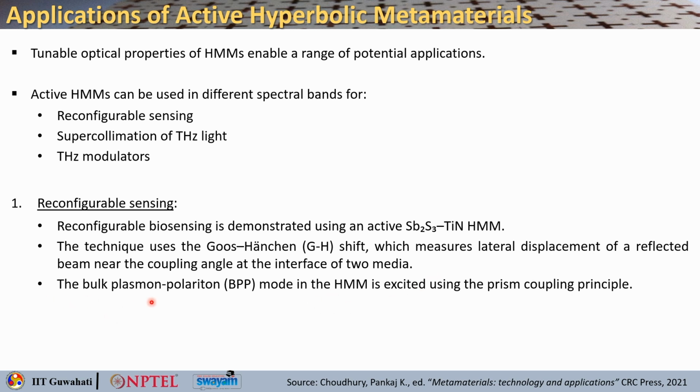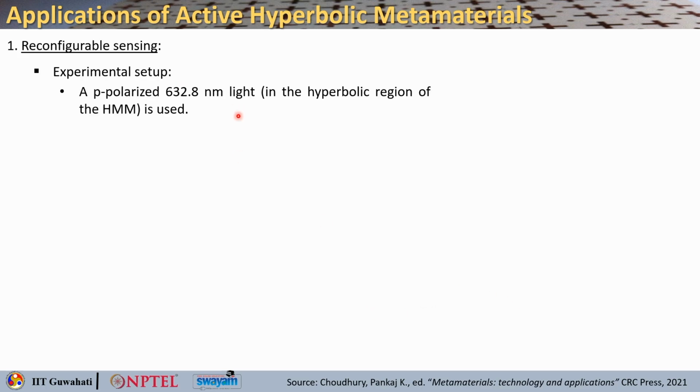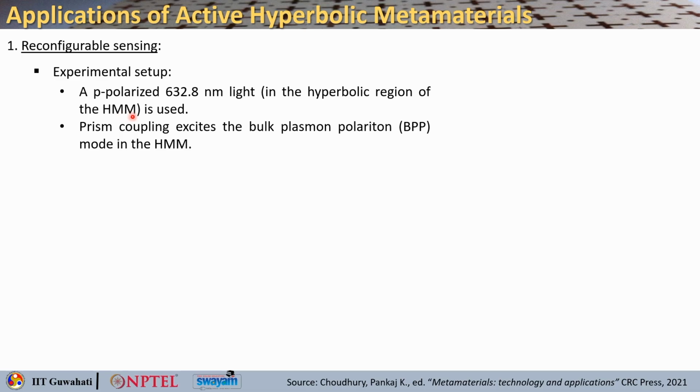So, there the bulk plasmon polariton, which is called the BPP mode, in the hyperbolic metamaterial gets excited using the prism coupling mechanism, right. So, we will discuss how the experimental setup looks. You can use P polarized, that is TM polarized, light with a typical wavelength of say 632.8 nanometer, this is the red wavelength, okay, and you can use it in the hyperbolic region of the hyperbolic metamaterial.